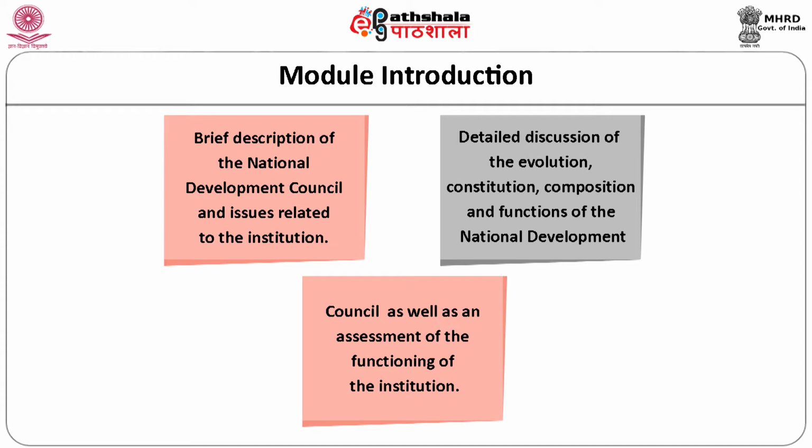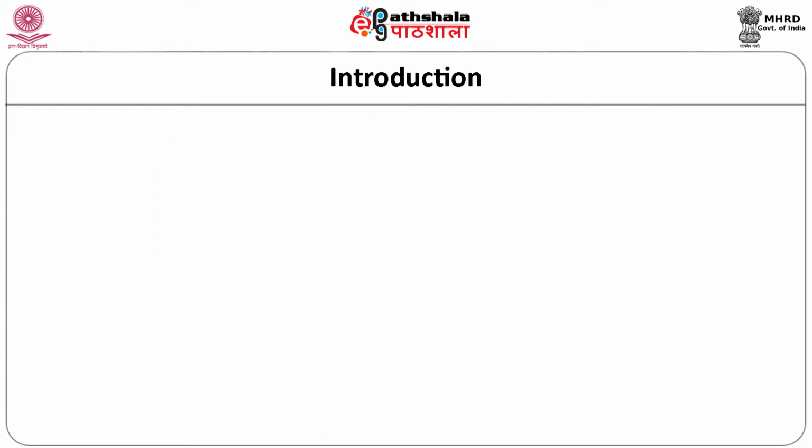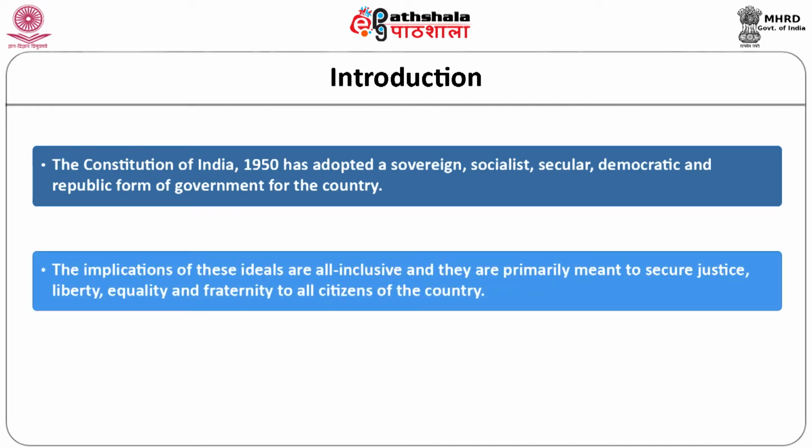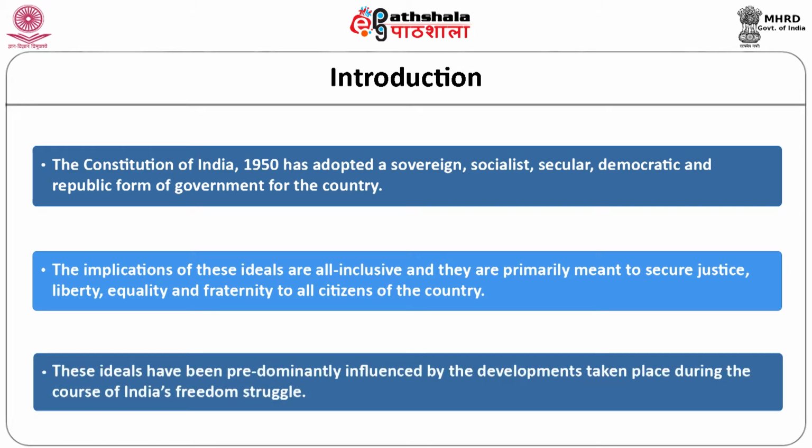Students, we shall start the module with the introduction. The Constitution of India 1950 has adopted a sovereign, socialist, democratic, secular and republic form of government for the country. The implication of these ideals is all-inclusive, and they are primarily meant to secure justice, liberty, equality and fraternity to all the citizens of the country. These ideals have been predominantly influenced by the developments that took place during the course of India's freedom.